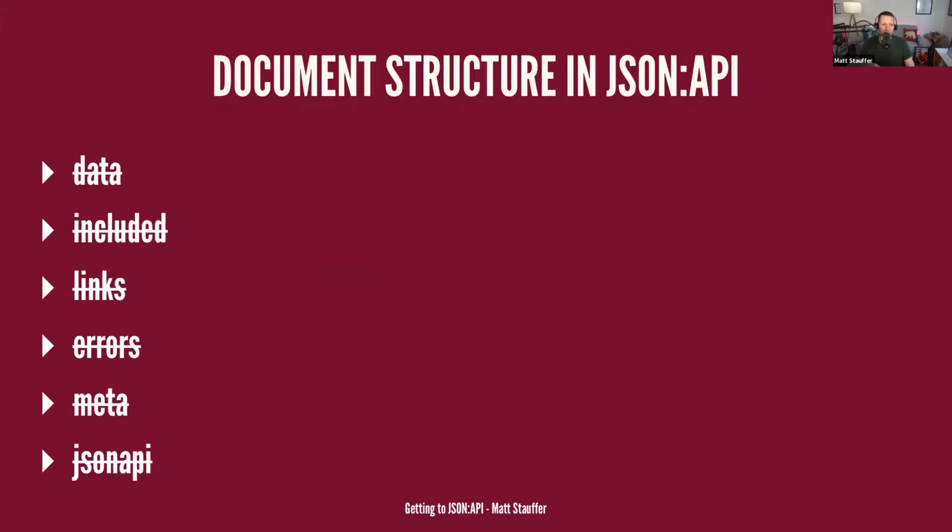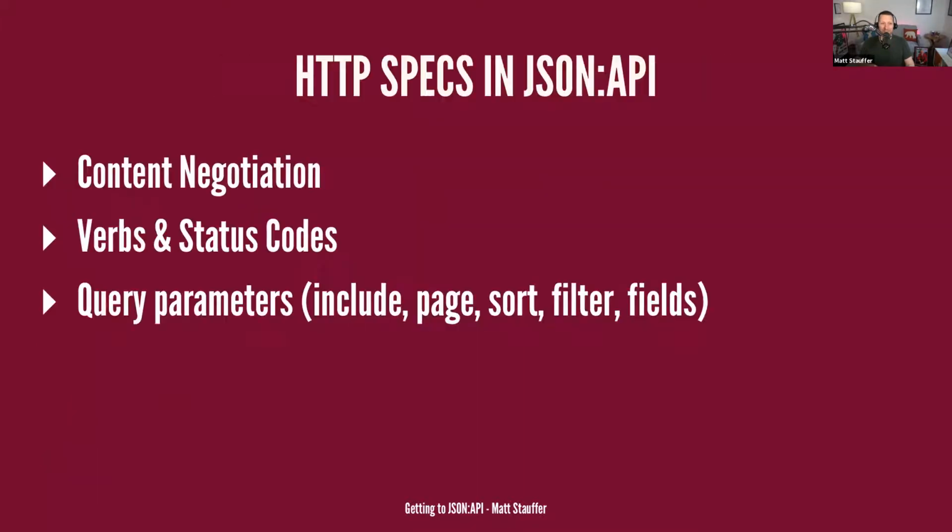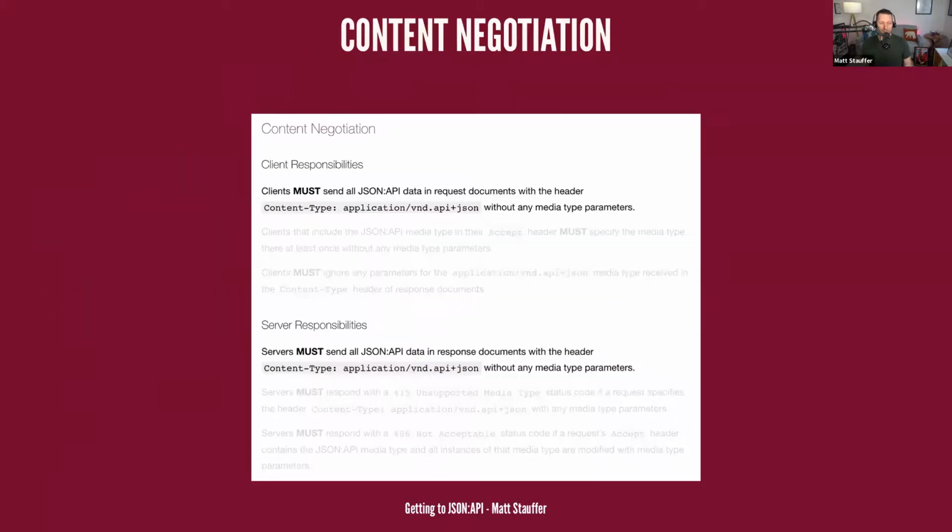And then that's it. So on to part 2, the HTTP specs. Really quick on this one. There's 3 main things we want to think about here. Number 1 is content negotiation. Number 2 is verbs and status codes. And number 3 is the query parameters. Content negotiation, I'm going to keep super simple.